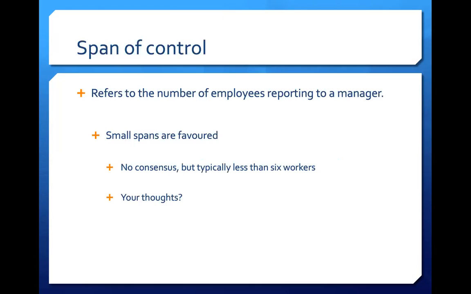Scholars suggest that small spans are preferred. But there is no consensus in terms of how small is small. Is that too small, or is that a good small, or is that a bad small? And typically they expect less than 6 workers, or a maximum of 6 people.